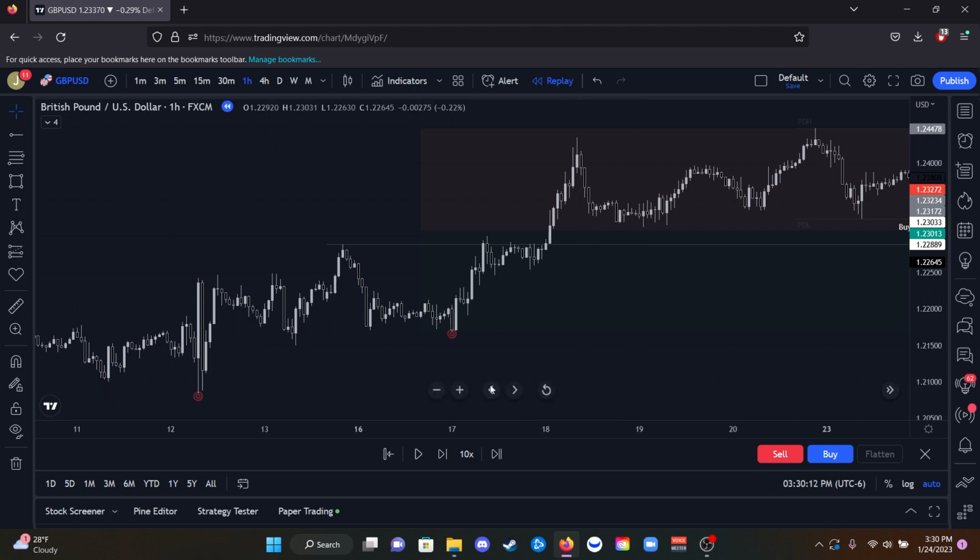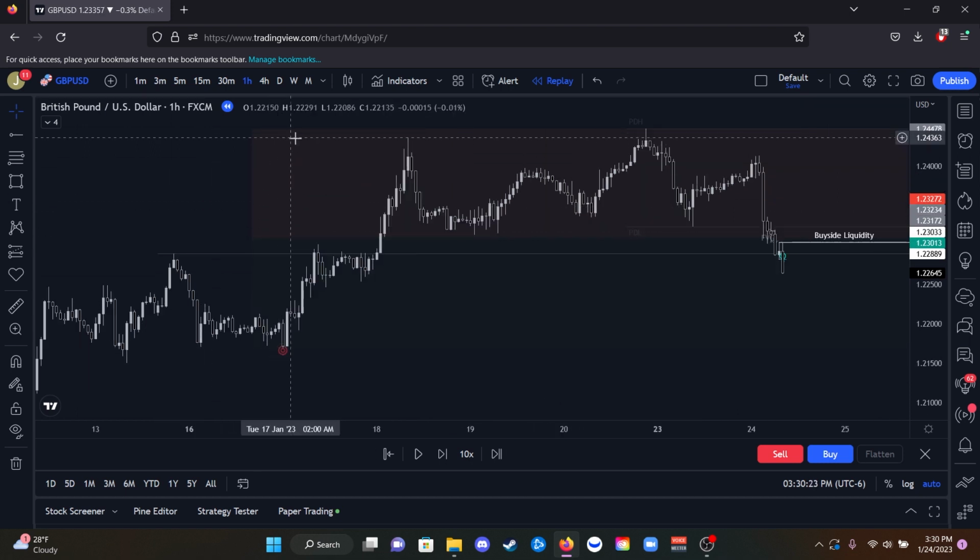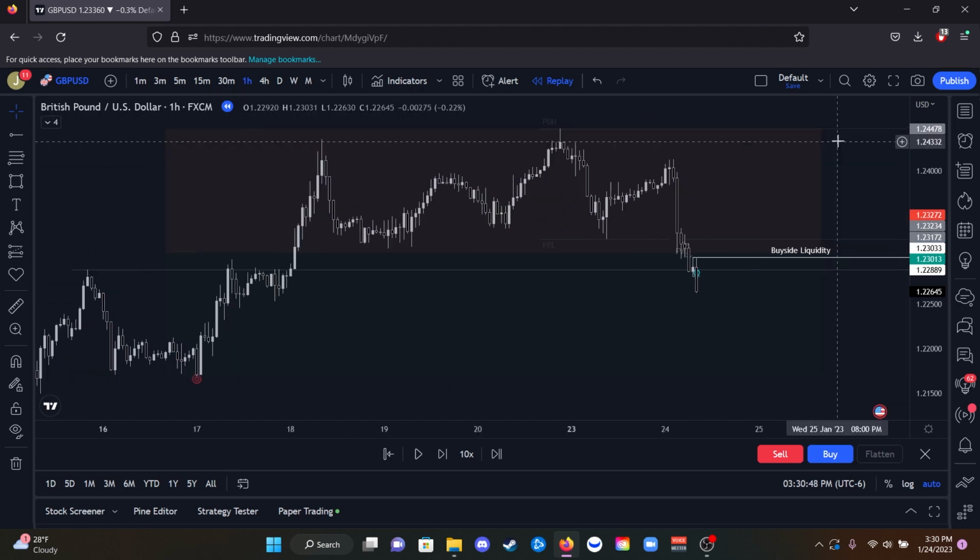So on the 1 hour, as we can see, this was the recent daily swing low here. This zone here is basically the daily premium and discount, from this swing low to this swing high. On Monday, we can see we traded down here and took out these sell side liquidities, and then we traded back up, and I can still see more sell side liquidity resting here. So I was expecting price to attack those areas.